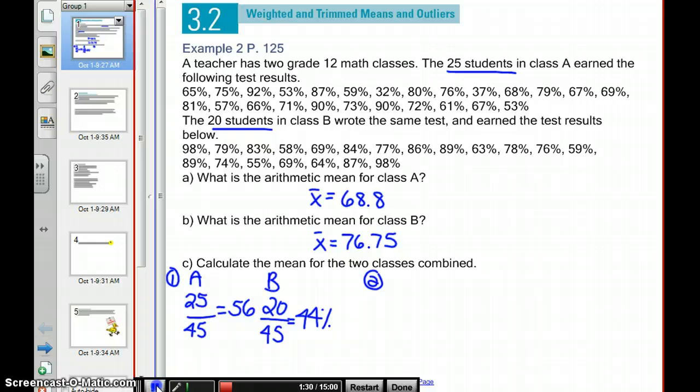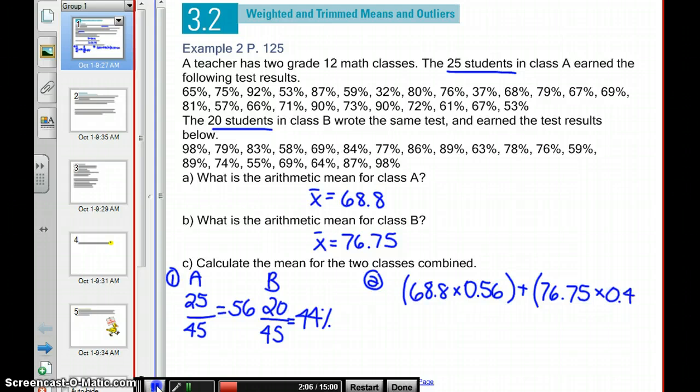Step number 2 is we need to multiply the mean by the weight and add these two together. If we take class A, the mean was 68.8%. We're going to times that by the weight, which is 0.56, because 56% in decimal form is 0.56. Then we're going to add that onto the mean, which is 76.75 of class B, times 0.44, which is the weight for class B. Follow BEDMAS: first do what's in the brackets and then add these values together.